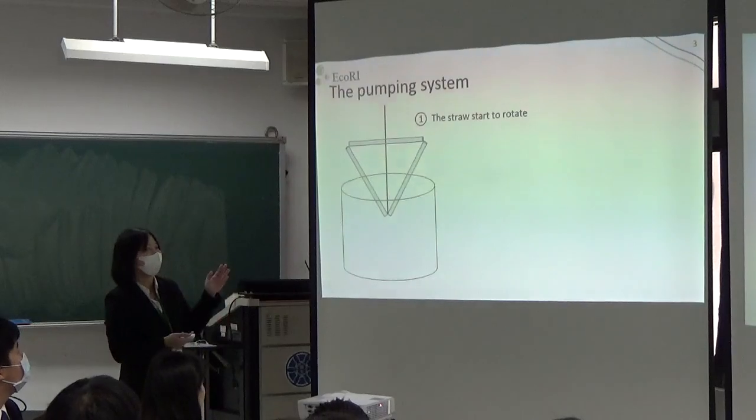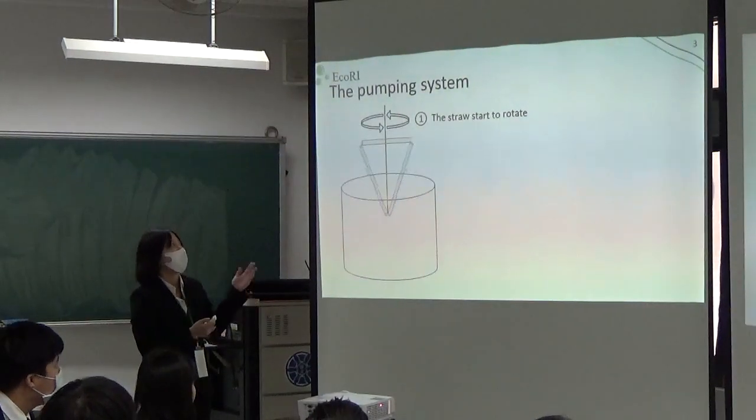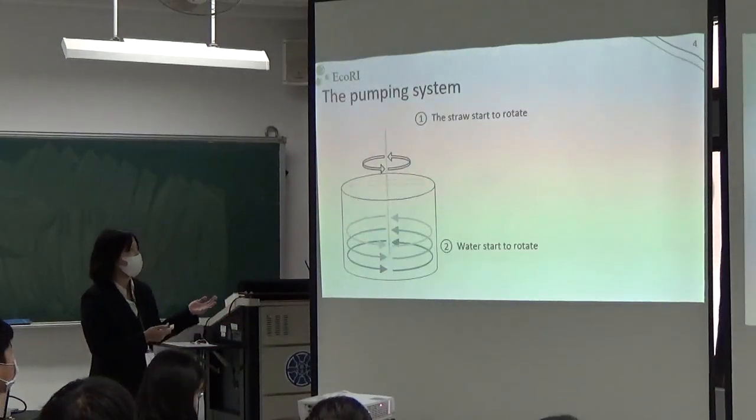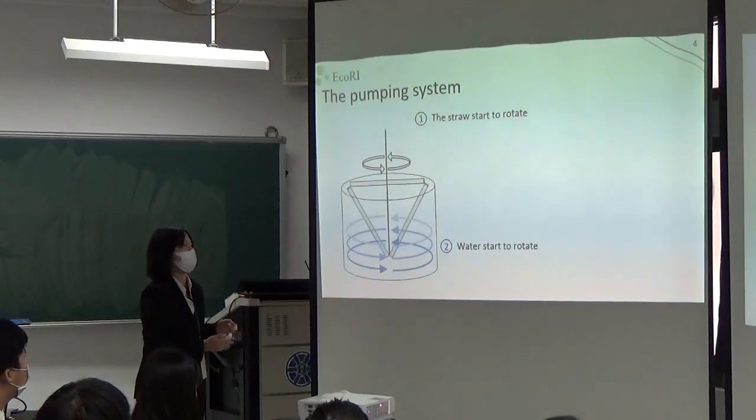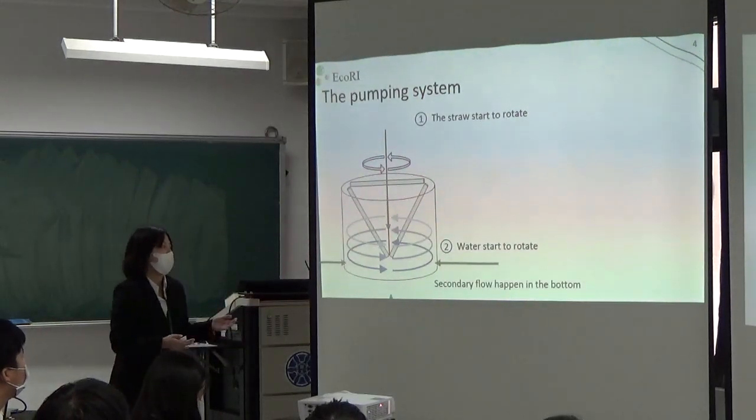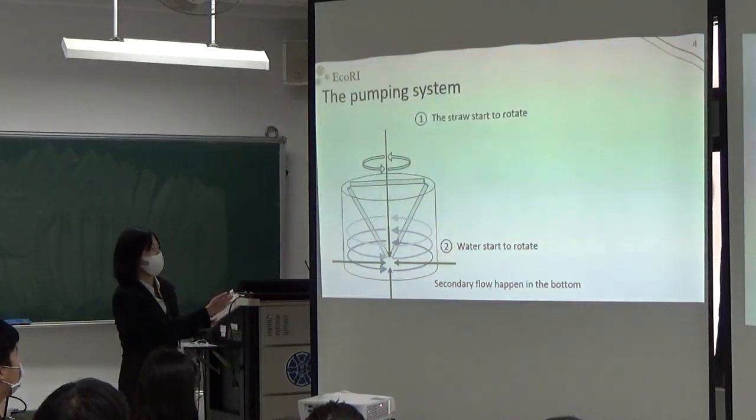And here is the pumping system. The first step, the straw will start to rotate. And when the straw is rotating in the water, the water will also start to rotate. And that is the first motion of the water. And then it will form a secondary flow, and the water will gather at the center of the bottom.